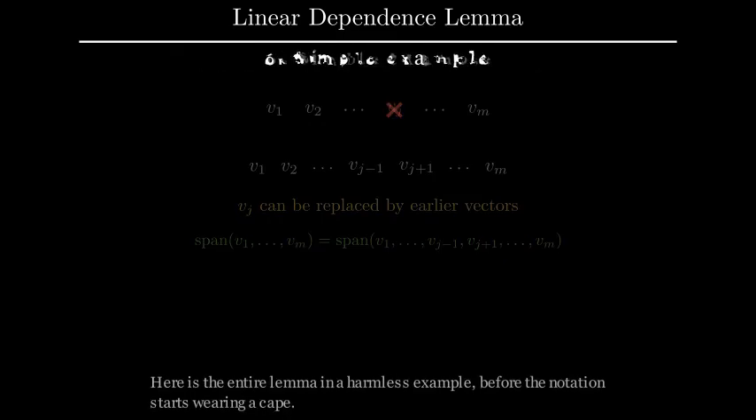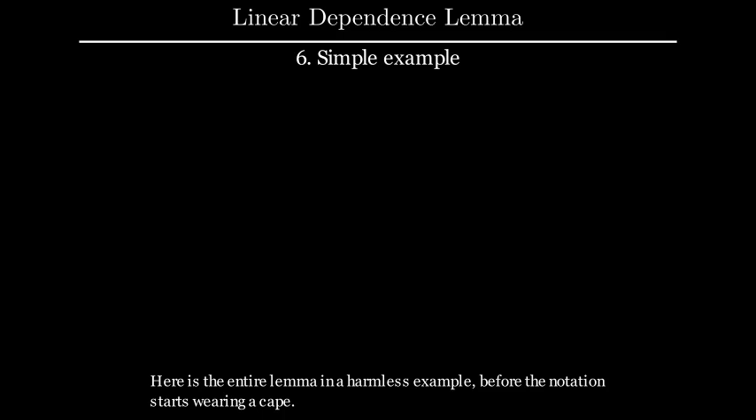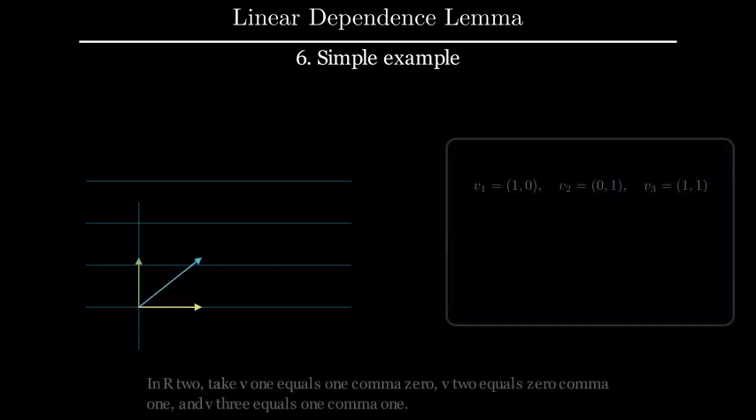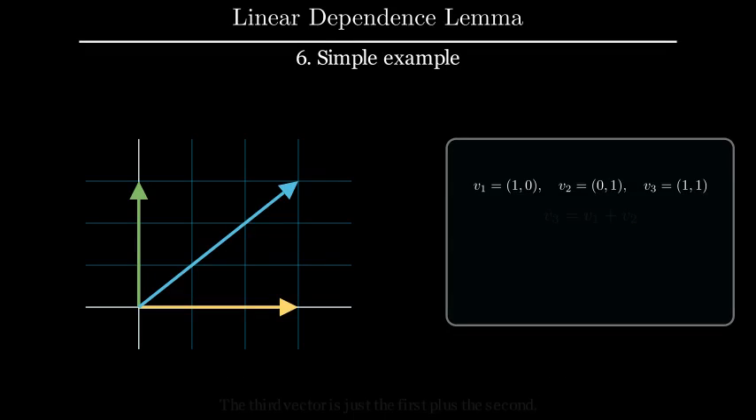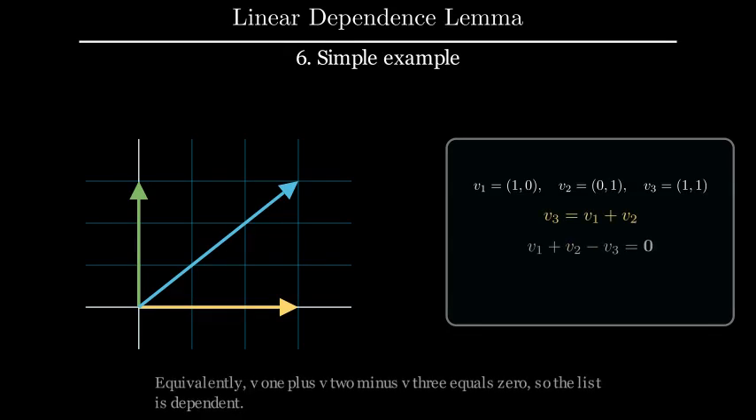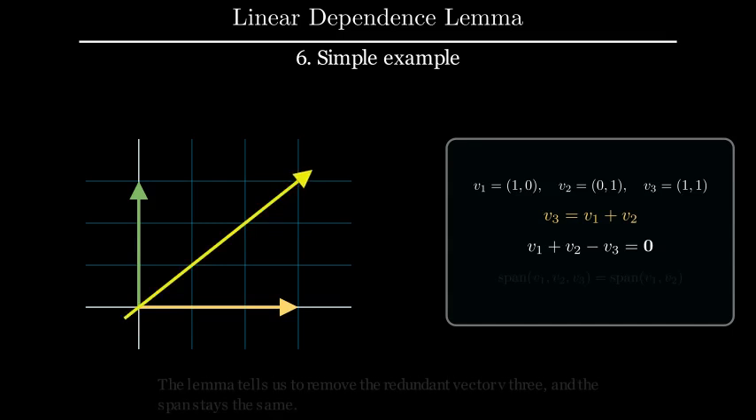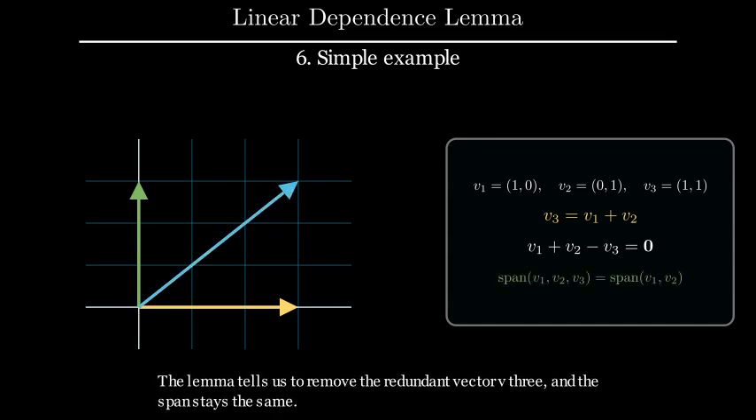Here is the entire lemma in a harmless example, before the notation starts wearing a cape. In R2, take v1 equals (1, 0), v2 equals (0, 1), and v3 equals (1, 1). The third vector is just the first plus the second. Equivalently, v1 plus v2 minus v3 equals 0, so the list is dependent. The lemma tells us to remove the redundant vector v3 and the span stays the same.